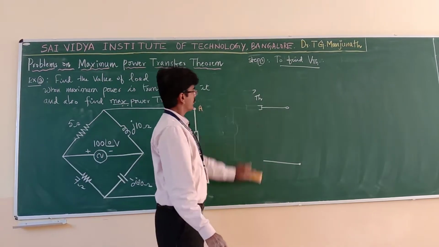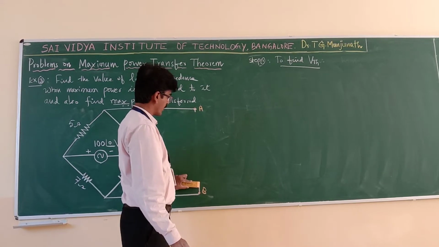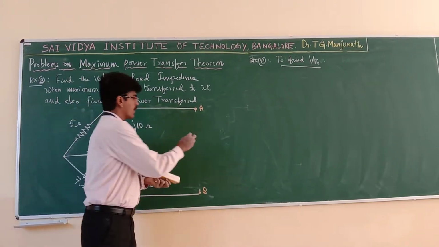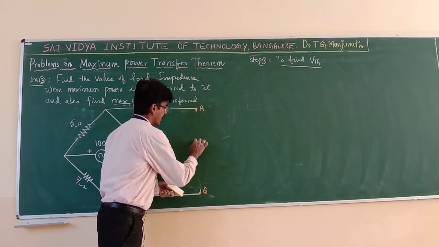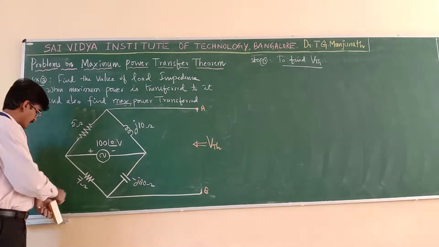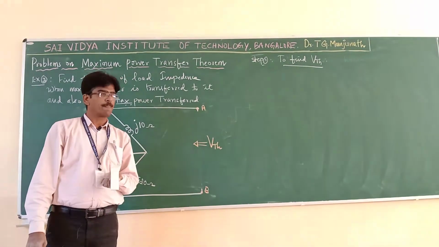Now the procedure is: remove the load. I have removed the load. Create the open circuit. Created the open circuit. Find the voltage between A and B. That is your V Thevenin. So how to find the voltage? Either you can go for KVL or KCL.